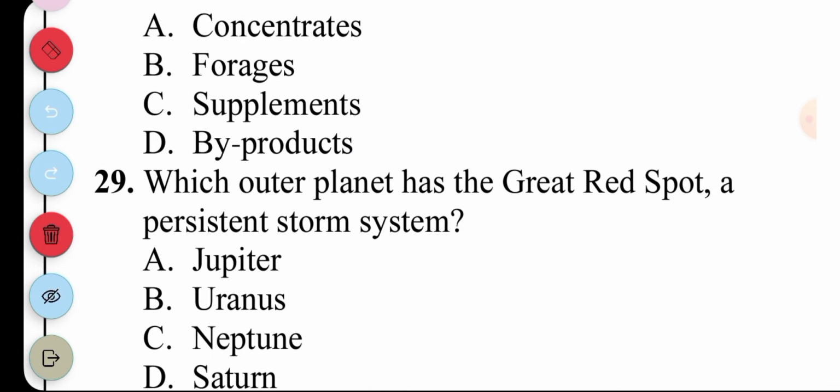29. Which outer planet has the Great Red Spot, a persistent storm system? A. Jupiter. B. Uranus. C. Neptune. D. Saturn. The answer to this is A. Jupiter.